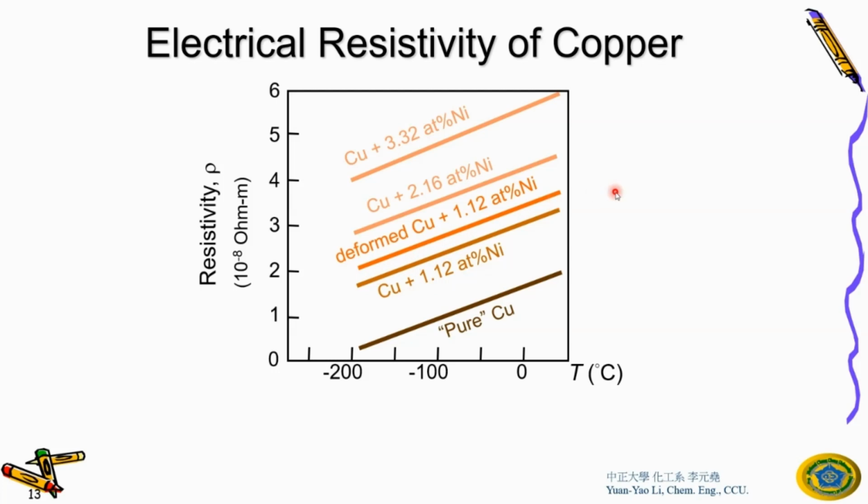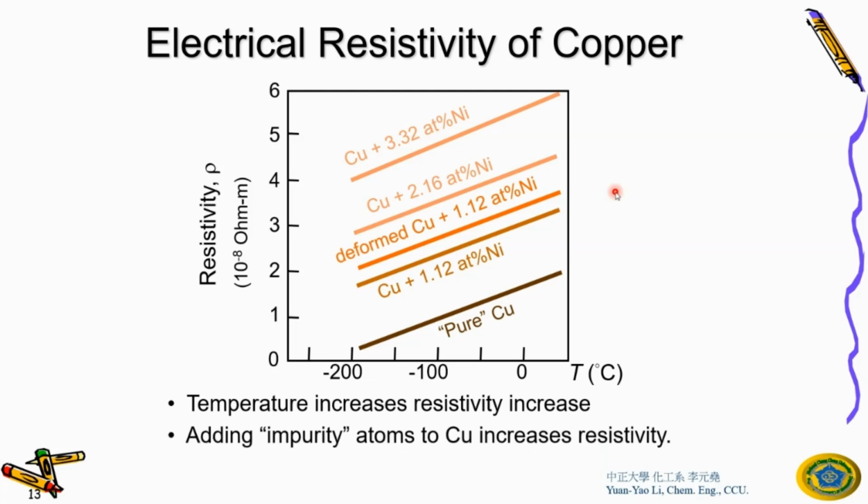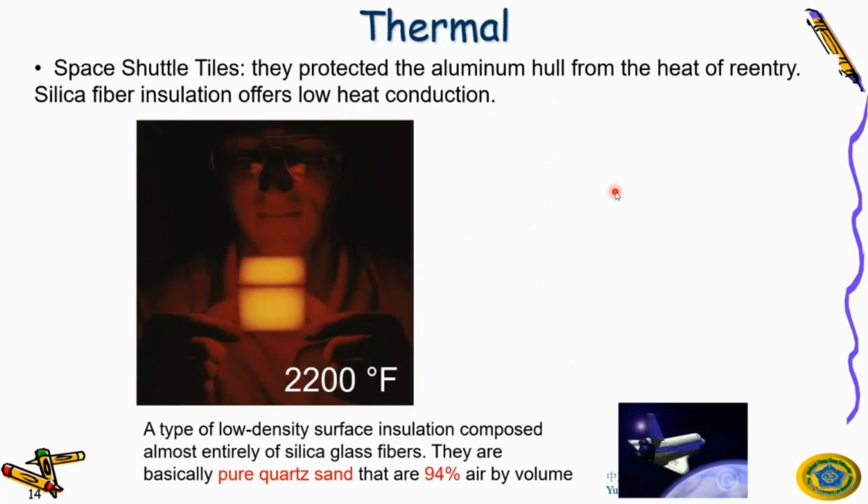Okay? So I hope you understand this figure. So temperature increase, resistivity increase. And adding impurity atoms to the copper increases the resistivity. Okay? And deformed copper increases the resistivity. Okay, let's take a look at the thermal.